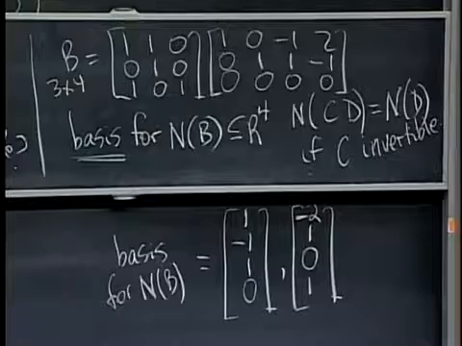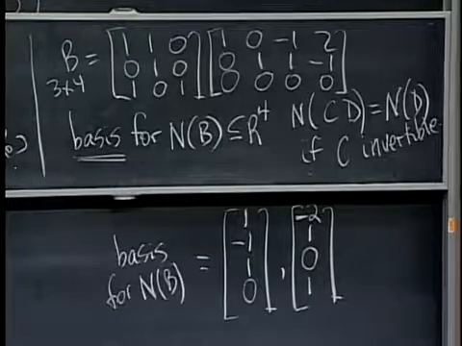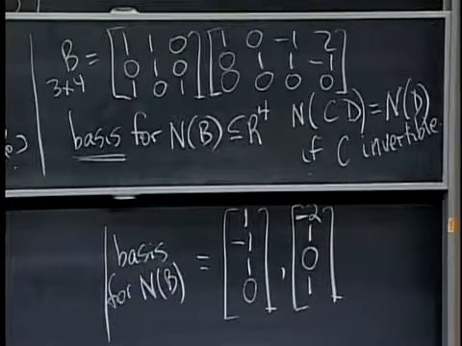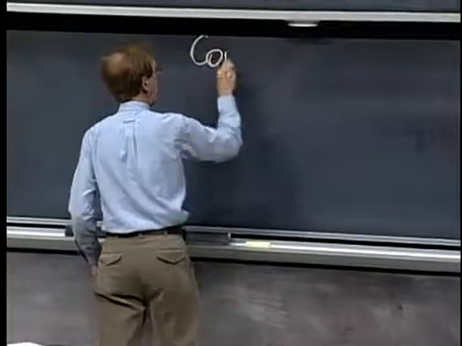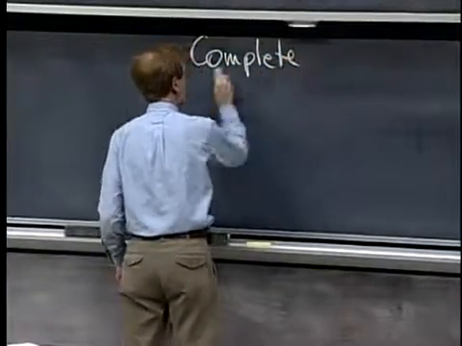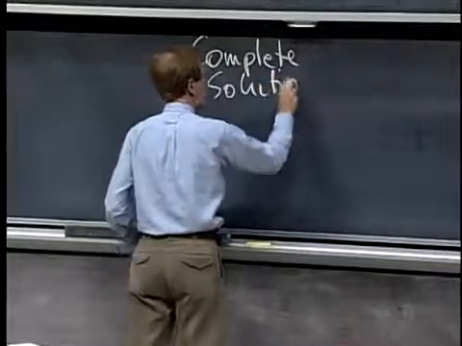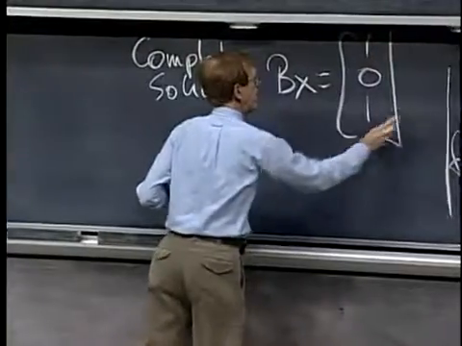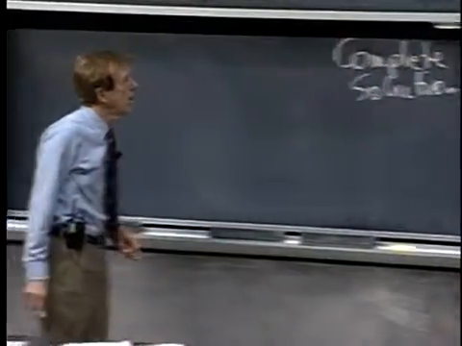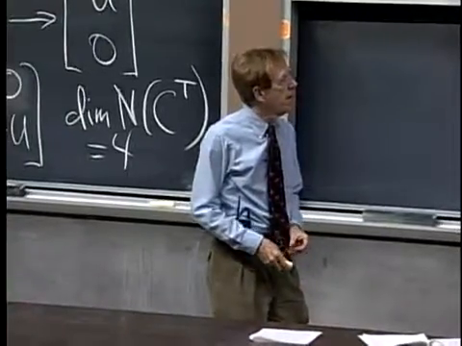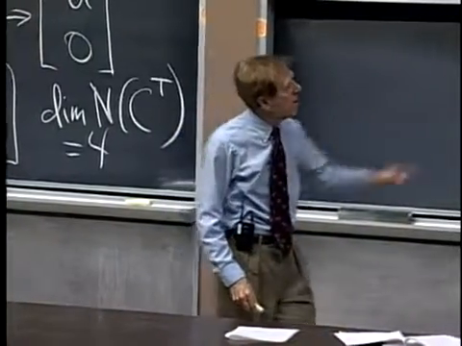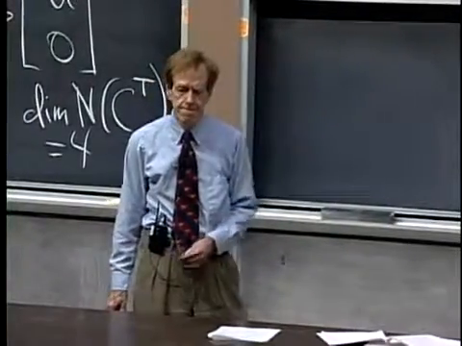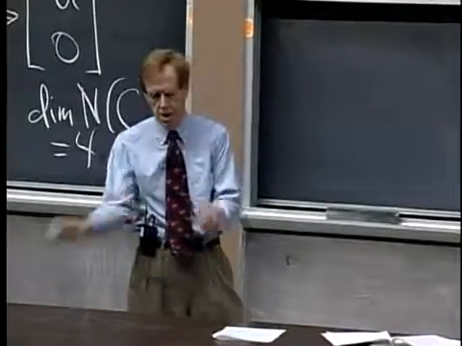Another question is, solve Bx equals 1, 0, 1. Okay, so that's one question. Now find the complete solution to Bx equals 1, 0, 1. Yeah, so if I wanted to get 1, 0, 1, what's a particular solution? I'm looking for a particular solution and then the null space part.